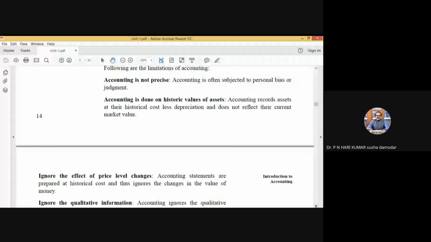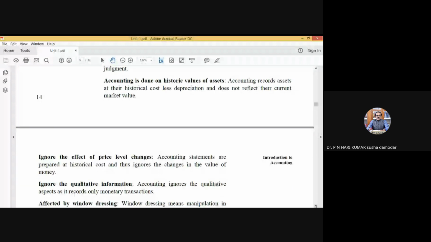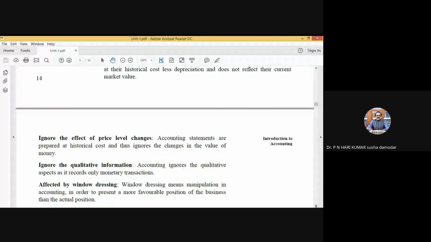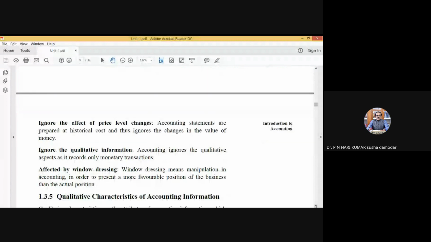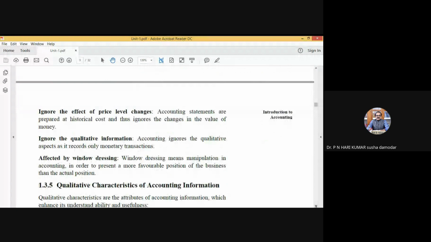Then what are the limitations? Historical values are considered, and the effect of price level changes is ignored. Inflation cannot be considered by the accounting system. It ignores qualitative information. Some of the qualitative information is relevant for decision making. At the same time, the accounting system eliminates qualitative information. And finally, some of the accounting information is not proper and is affected by window dressing.